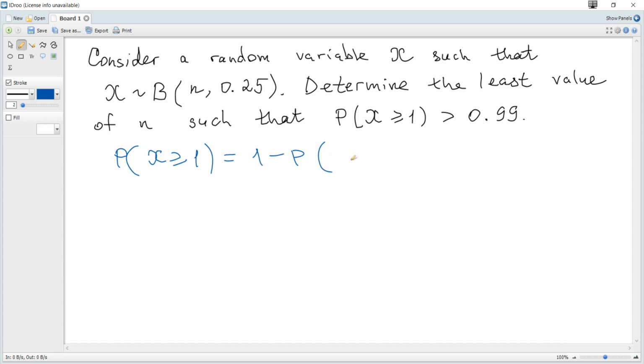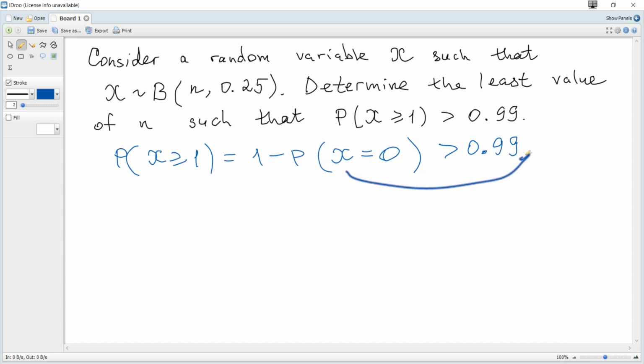X is less or equal to 0. In general it's less or equal, but since the only unwanted value is 0, we can write just X is equal to 0. In general, if, for example, X is greater or equal than 10, it's 1 minus the probability that X is less or equal than 9, because we need 10 or greater, so unwanted values are 9 and less. And it must be greater than 0.99. And just rearrange for p.